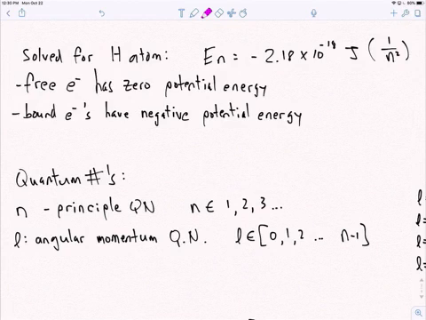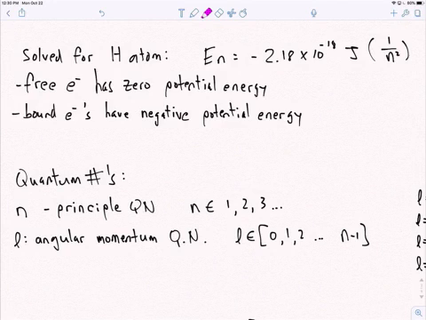Now I'm going to introduce a new quantum number, the angular momentum quantum number. I'm going to call this L. And L can be 0, n cannot be 0. L can be 0, 1, 2, 3, on to infinity, but is bound by the principal quantum number minus 1.